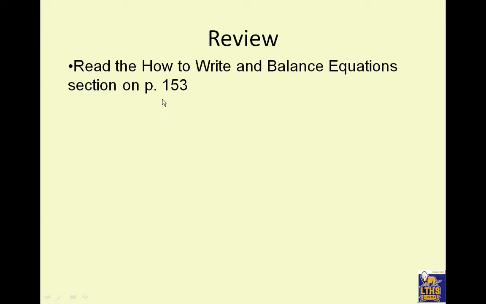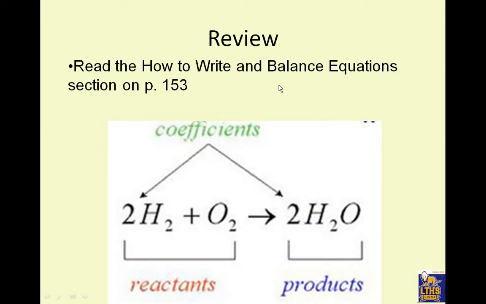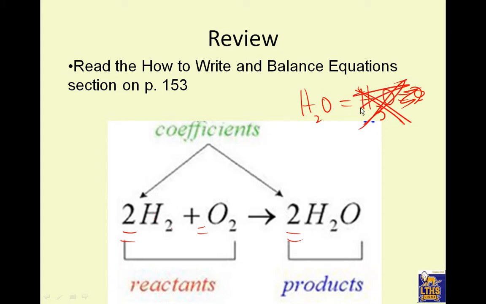Okay, so let's review. All right, when we're talking about chemical changes, you should review how to write and balance chemical equations on page 153. Big numbers in front are coefficients. They're multipliers. Subscripts tell you about the chemical substance, what's in it. All right, you can't change a subscript. H2O is not H3O. We can't change the bottom numbers. You can't do that. Not allowed. Reactants on the left and the products on the right of the arrow in a chemical reaction.